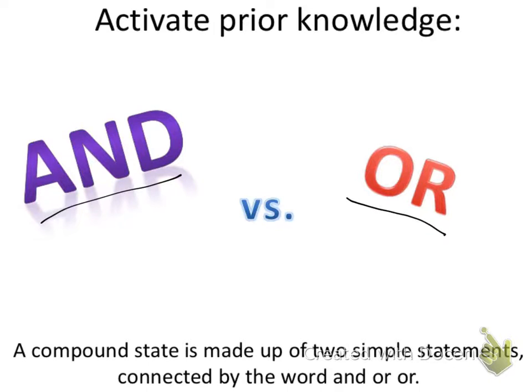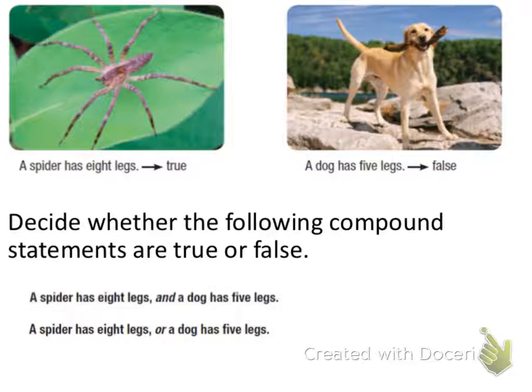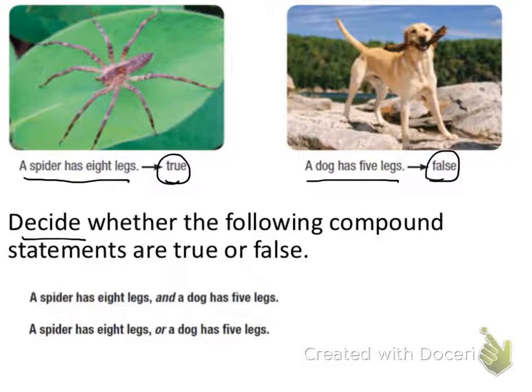All right, let's try something here. So I've got these two situations here: the fact that a spider has 8 legs, which you know is true, and that a dog has 5 legs, which you know is false. So if we put these together with the word and or with the word or, we can decide whether the statements are true or false. So take this first one here: a spider has 8 legs and a dog has 5 legs. Even though this first part is true, because the second part is false, the whole statement is false.